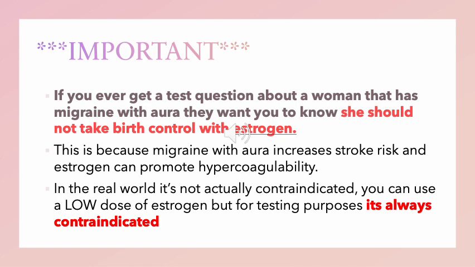Now, in the real world, it's not actually contraindicated because the study that they did that showed this had a confounding factor, which is that they did not control for cigarette smoking. So in real life, you could put someone that has migraine with aura on a low dose of estrogen, but for testing purposes, it is always, always, always contraindicated. Never, never, never give someone that has migraine with aura estrogen of any form.